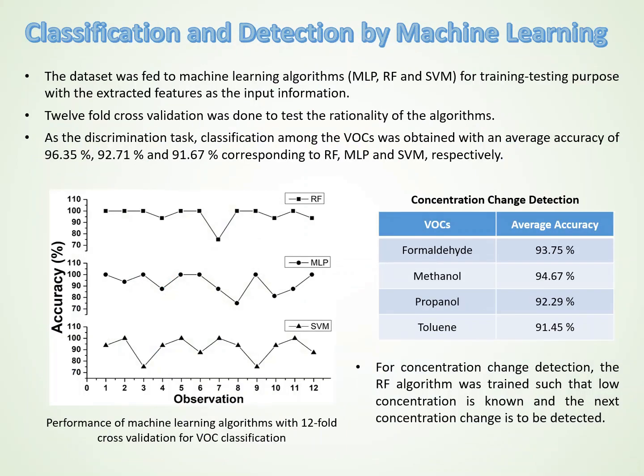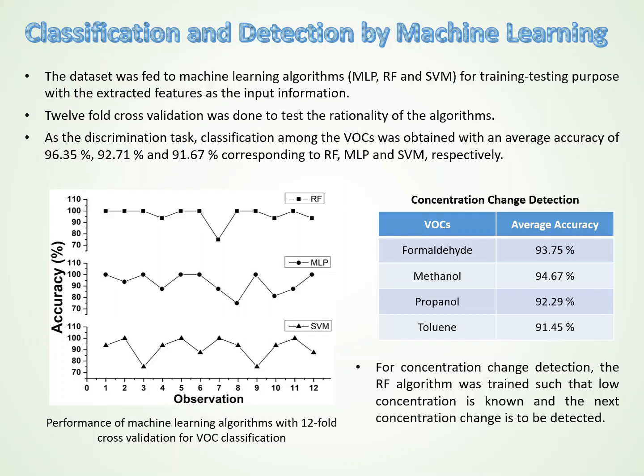Now coming to the final part of the work, that is classification and detection of VOCs by machine learning algorithms. The extracted features obtained from the DWT analysis were used as input information fed to the machine learning algorithms. To test the rationality and robustness of our dataset as well as the algorithm, we have applied 12-fold cross-validation over the dataset, and this whole task was divided into two parts. First, the discrimination task, that is to identify among different VOCs, and the next task is to detect the concentration change among the transients.